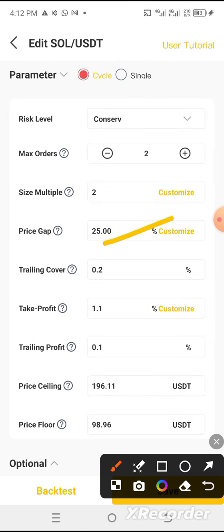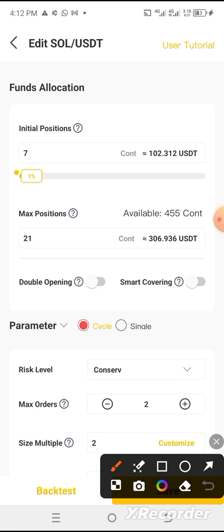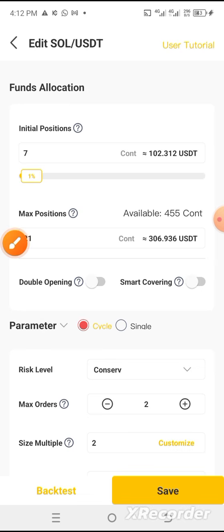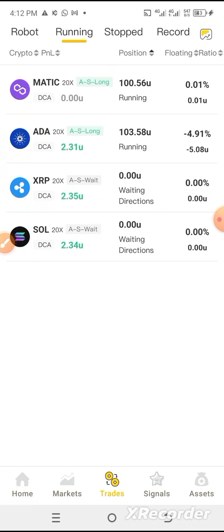So this is another. This is 25. You can make it 20. This is 2, then 1.1, as you can see. Then you come up and adjust 7 here. It makes this one 102. If I make it 6, it will be much lower, 87. So that is why I made it 7, so that it's going to be 102, still about a $100 trade. So that's it on the zero liquidation system.